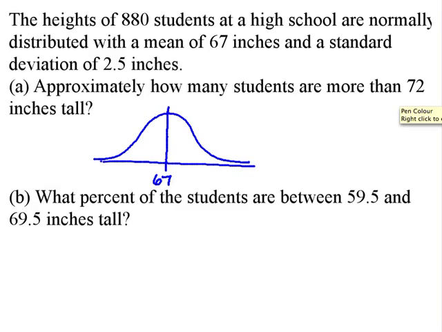Now, if I go 1 standard deviation beyond, that would mean a value of 69.5 to what value? 64.5. Now, what did I do? I went 1 standard deviation to the right, 1 standard deviation to the left, because it said a standard deviation was 2.5. And so in this area here, what percent do I have? 68%, right?